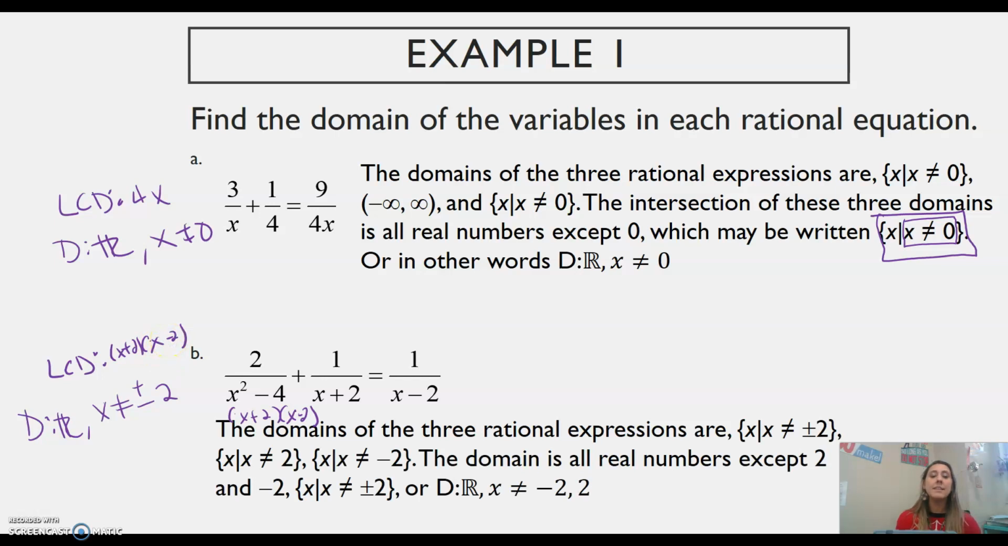So again, we're going to have it this way. You can use the plus or minus sign, or you could write 2, negative 2 with a comma, or like this. Either way. So I have it written here without the plus or minus.